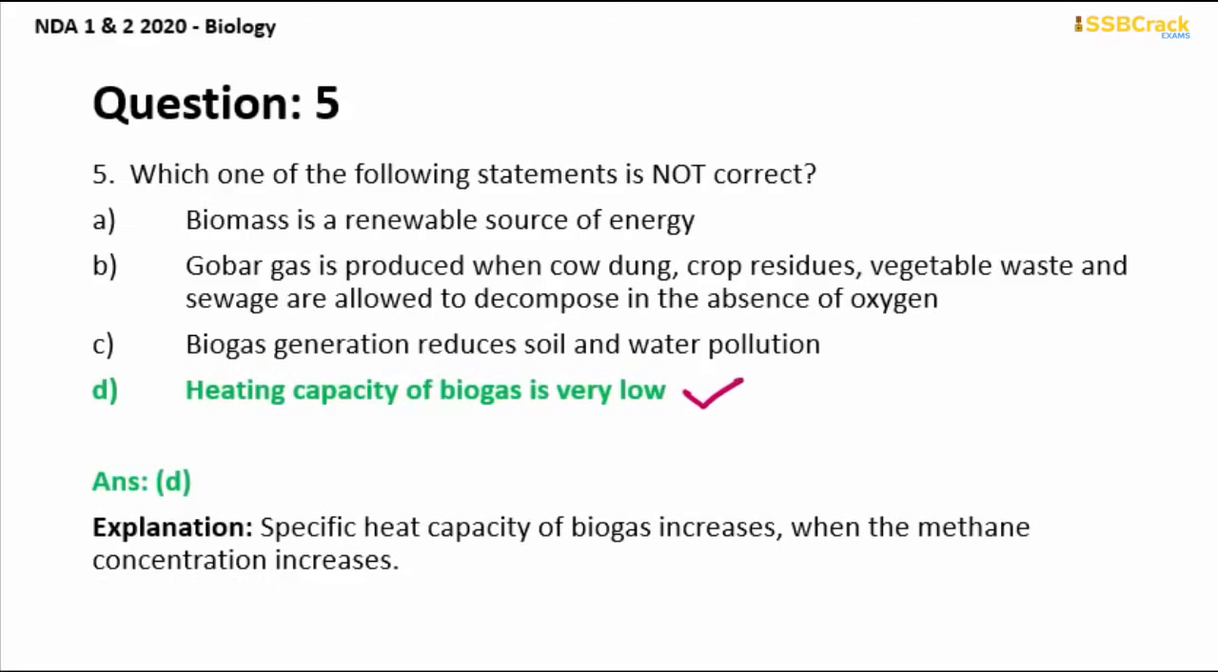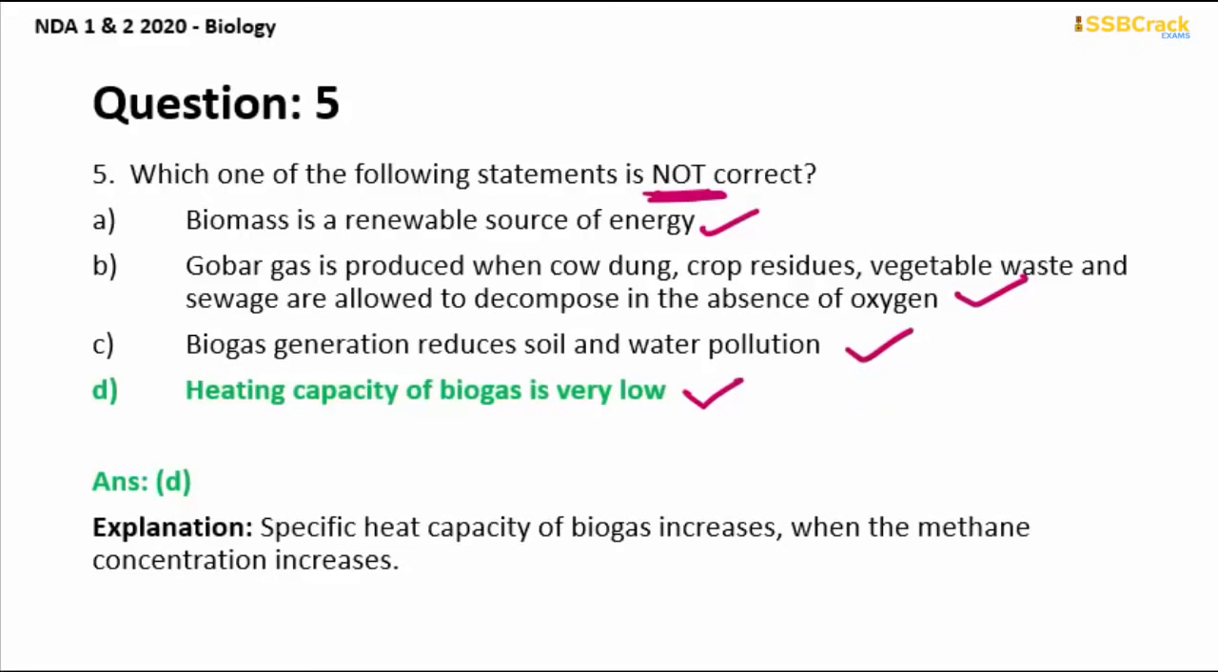So what is the question? Which one of the following statements is not correct? You should be very careful with such statements. Here, biomass is a renewable source of energy, which is correct, right? Gobar gas, we all know how it is produced. That is also correct. Biogas generation reduces soil and water pollution, which is also true.